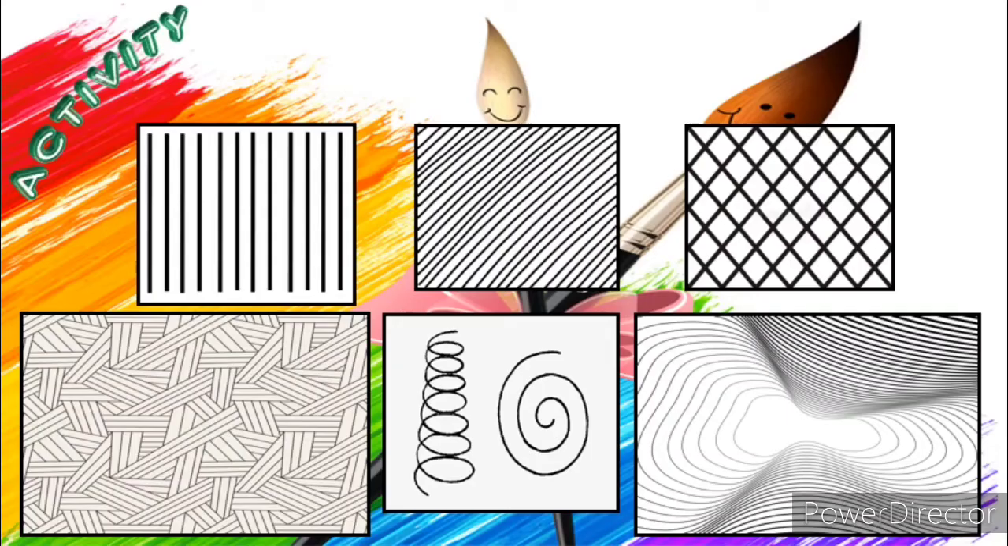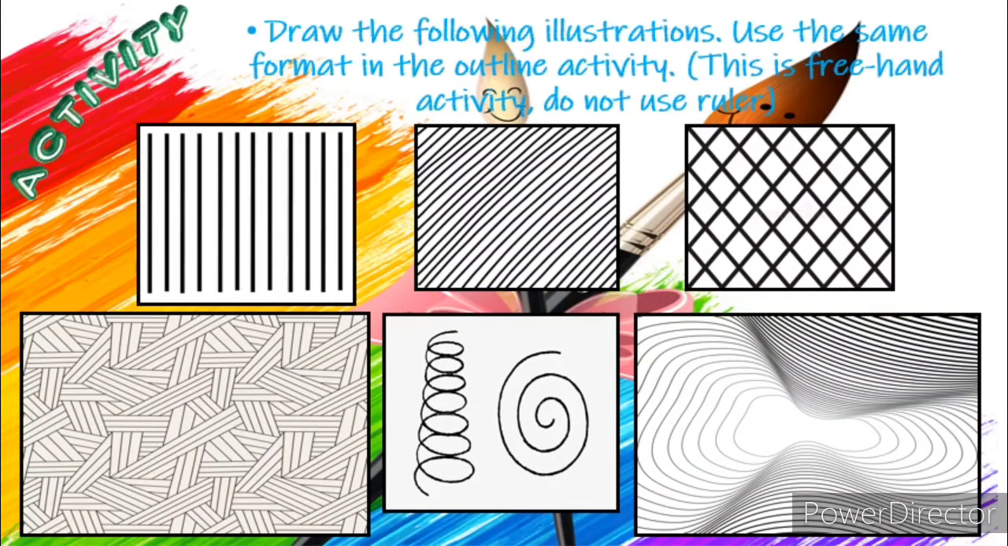For your sketching activity, in a one-whole bond paper, draw the following illustrations. Use the same format as in the outline activity. Reminder, this is a freehand activity, therefore do not use a ruler, only your pencil. Are you ready? You may now start.